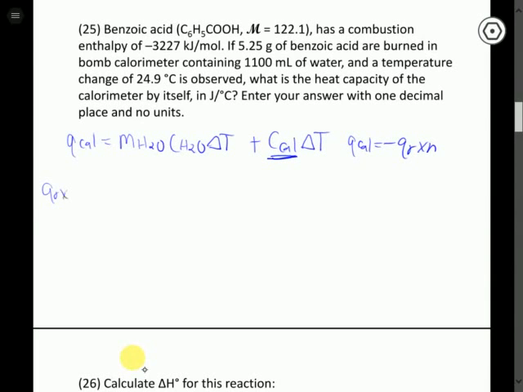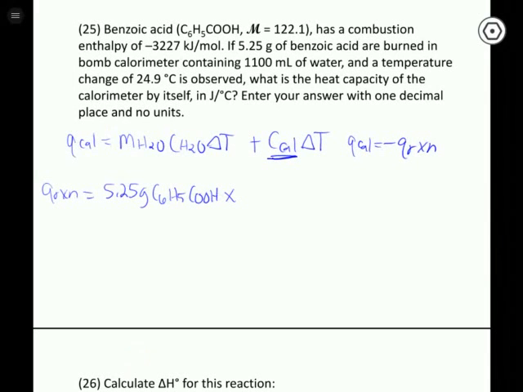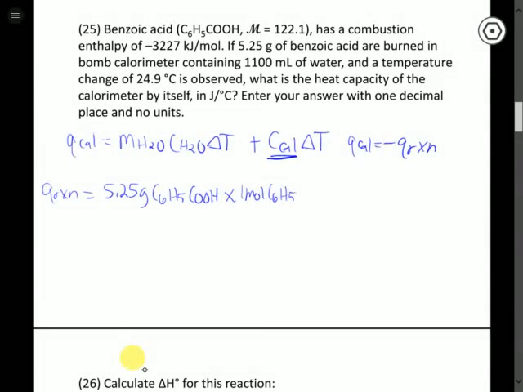So the heat for our reaction is, we take 5.25 grams of benzoic acid, and then our combustion enthalpy is given to us in kilojoules per mole. That's the most typical arrangement, but sometimes it'll be kilojoules per gram, which makes your life a little bit easier. But here we have a kilojoules per mole combustion enthalpy, so we convert this mass into moles first, using the molar mass that we're given, 122.1.